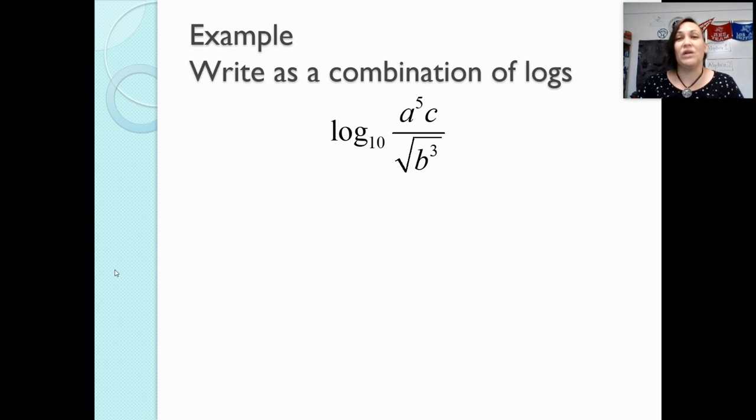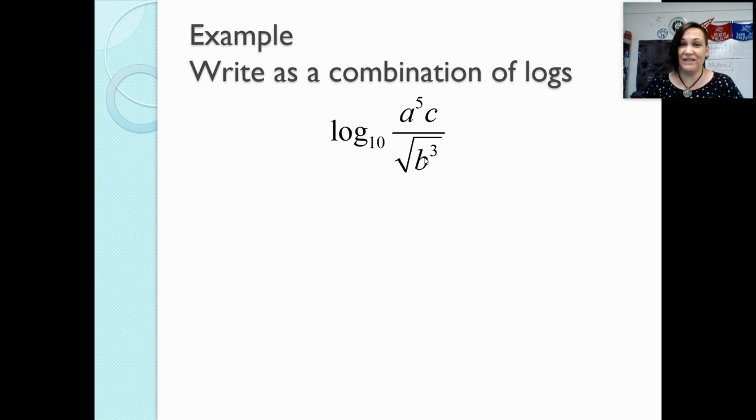Today we're going to focus on expanding. So I'm going to give you a single logarithm, and you're going to expand it out to multiple logarithms. The amount of logarithms that you will end up with will depend on how many bases there are. In this problem, I have an a, a c, and a b. So since I have 3 separate bases, I will end up with 3 logarithms. Each base gets its own log.